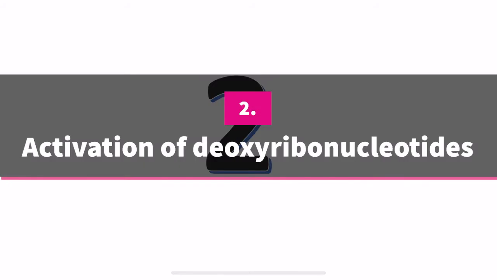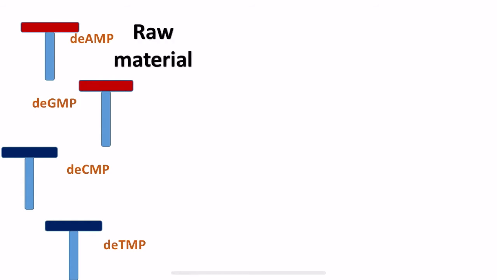The second point includes activation of deoxyribonucleotides. As we have already discussed, DNA is made up of subunits that are A, T, G and C. They are not in a ready position, so they are just like a raw material. They are dAMP, dGMP, dCMP and dTMP, that is deoxyribonucleotide monophosphates. First, they are just a raw material.